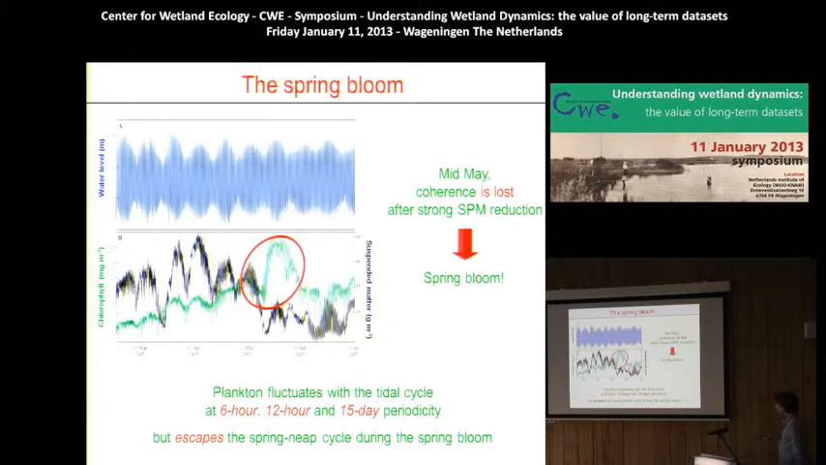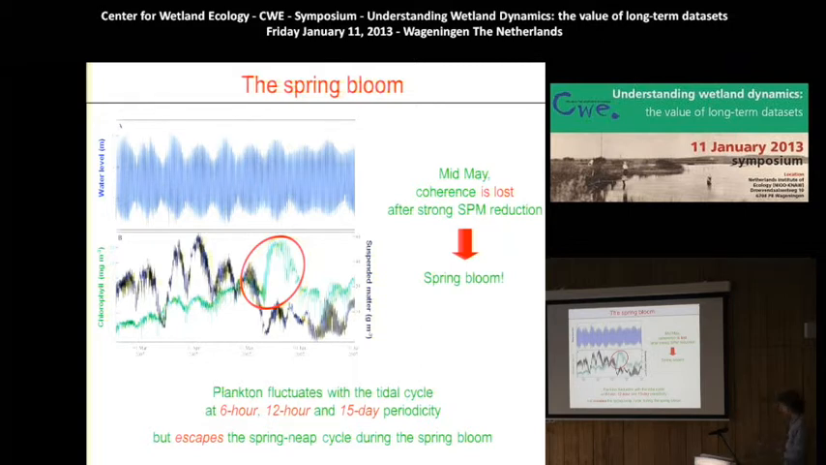What happens here actually is that we have a very strong reduction in suspended particulate matter concentration. That means that the water clears up. The water clarity becomes much higher, and in spring the water is also warmer. We have longer day periods. So this generates ideal conditions for phytoplankton growth. And the phytoplankton growth can overcome the tidal mixing. They grow faster than they're mixed, and this generates the spring bloom in this particular system.